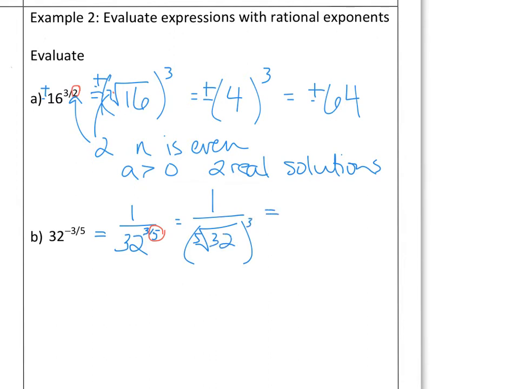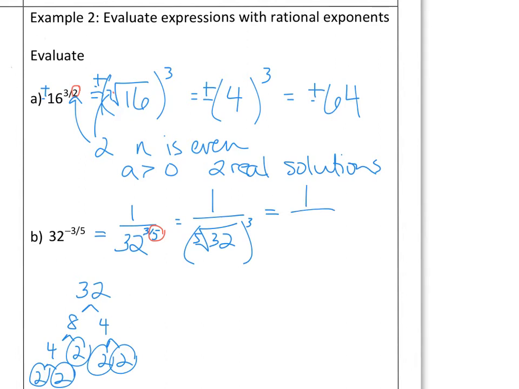And the 5th root of 32, if I draw my factor tree, 32 is 8 and 4, 4 is 2 and 2, 8 is 2 and 4, 4 is 2 and 2. So we end up with 1, 2, 3, 4, 5 2's, which makes sense because we're taking the 5th root. And so now we get 2 to the 3rd power, because the 5th root of 32 is equal to 2. And now we end up with 1 over 8, because 2 to the 3rd power is 8. Looking at this, we just want to double check our index. Our index is 5, which means n is odd. And if n is odd, then there's only going to be one real solution.